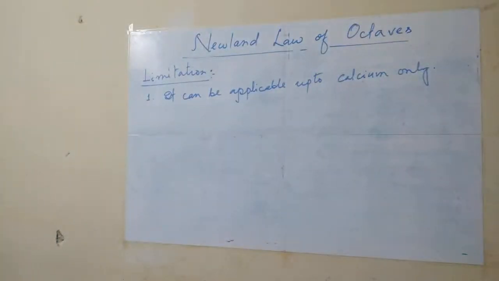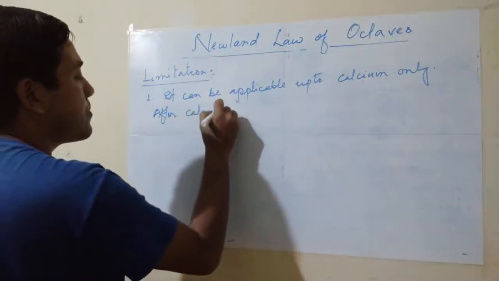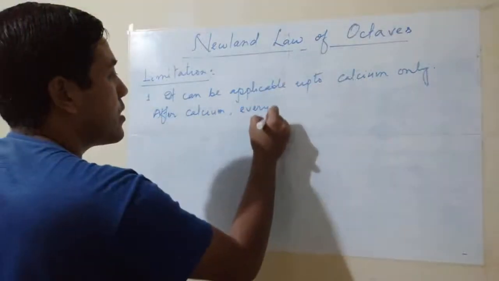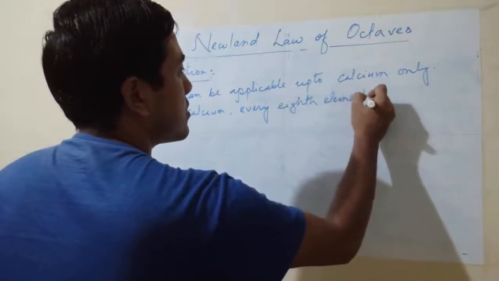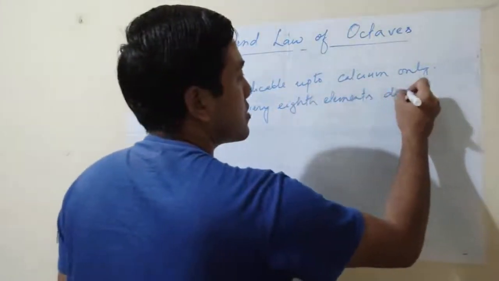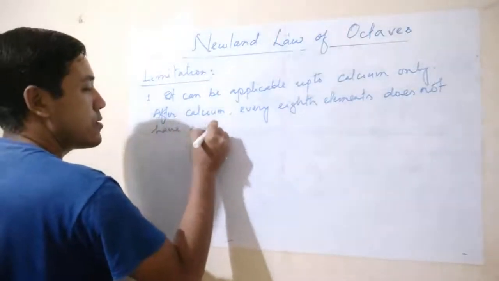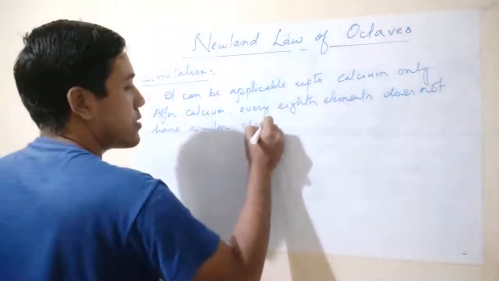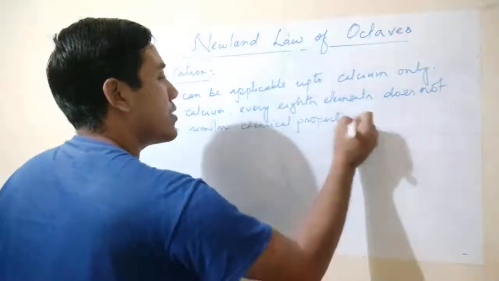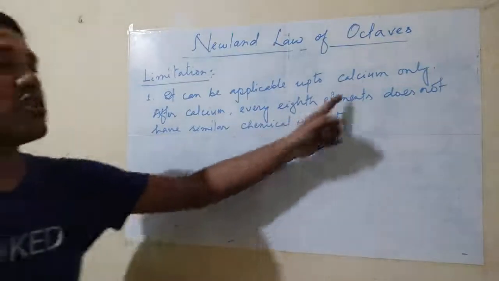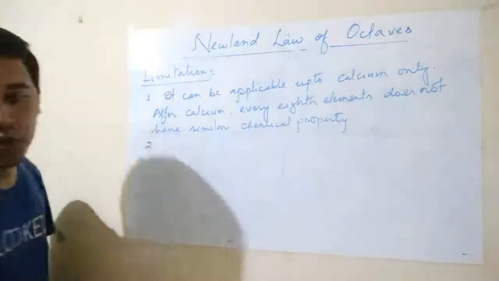After calcium, every 8 elements do not have similar chemical property, right? This is one of the most important drawbacks, that is, the limitations of Newland's law of octaves.